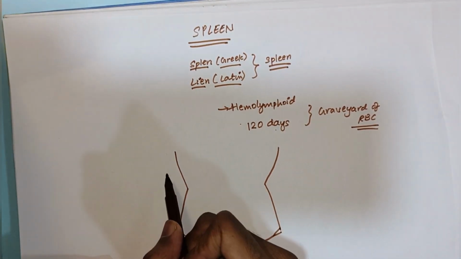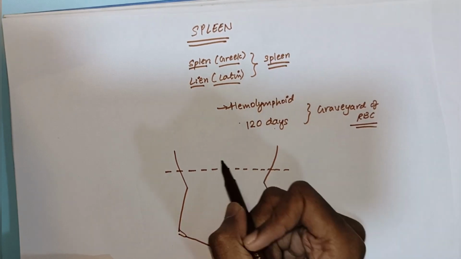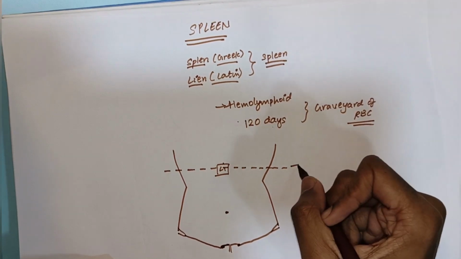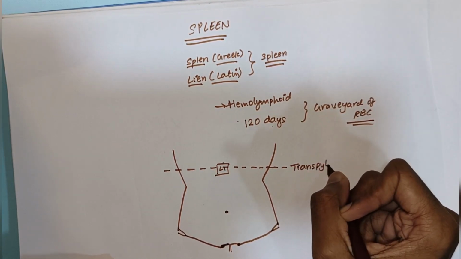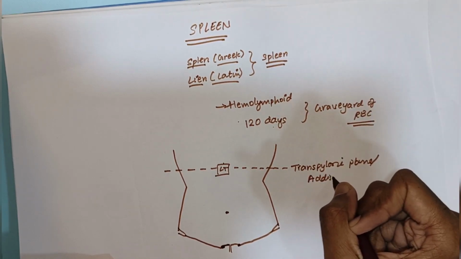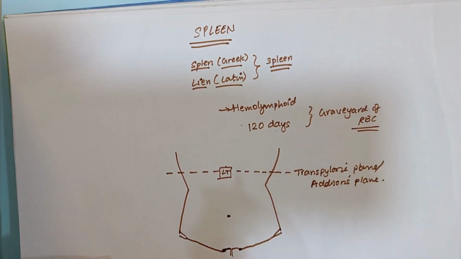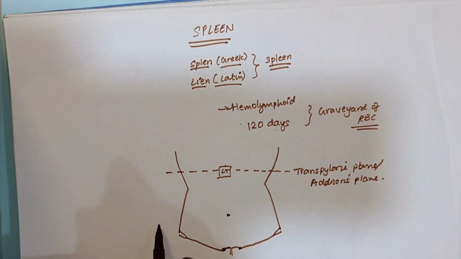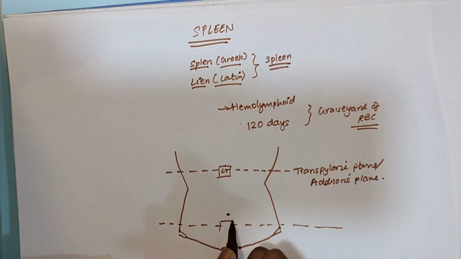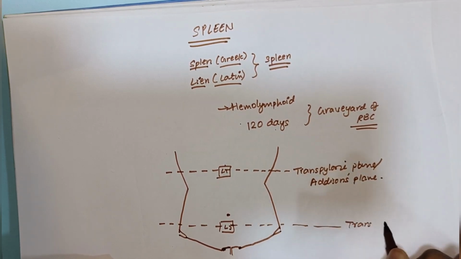Now, if I make a horizontal line here, passing through L1 lumbar, the first lumbar vertebra, this is known as the transpyloric plane, also known as the Addison's plane. Now, if I draw another line here at the level of the fifth lumbar vertebra, this is known as the transtubercular plane.